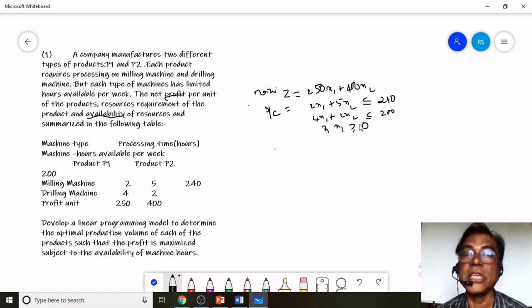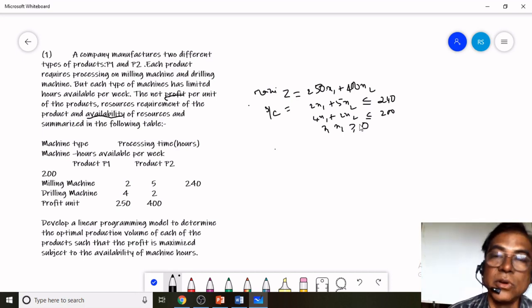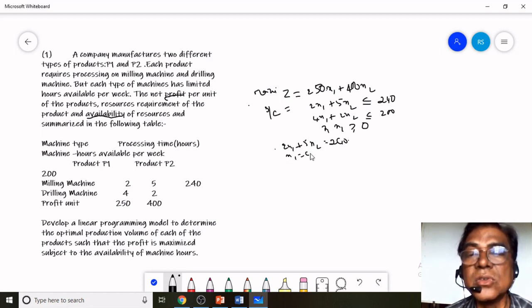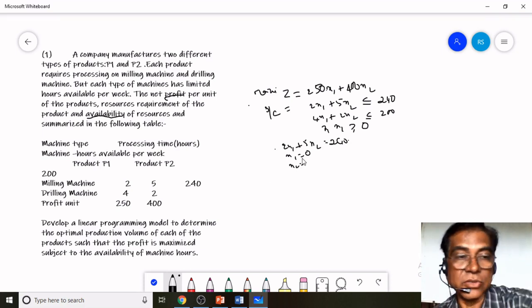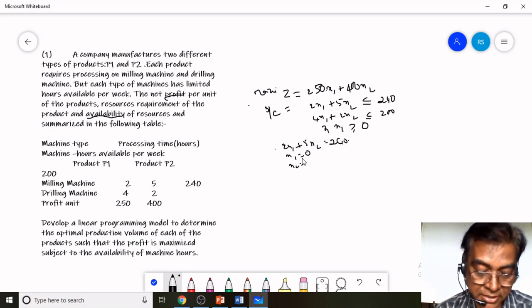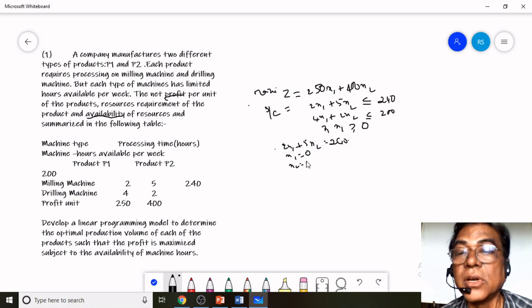Once you make the equations according to the problem, you know how to solve them. First take the same thing as before: 2x1 plus 5x2 equal to 240. Let x1 be equal to 0. Then x2 is equal to 240 divided by 5, so that is 48. So x2 is equal to 48.